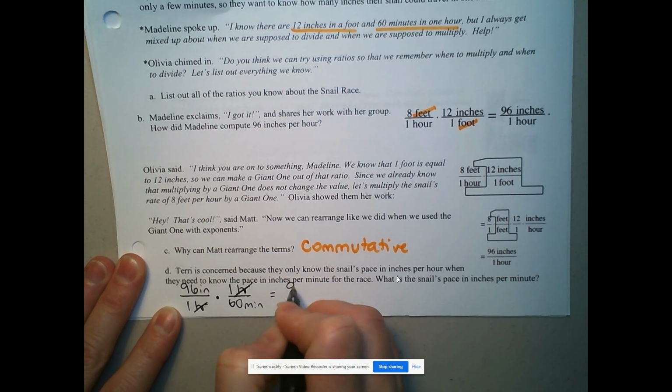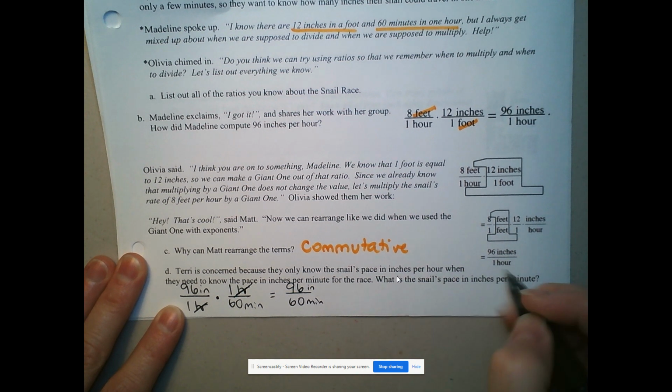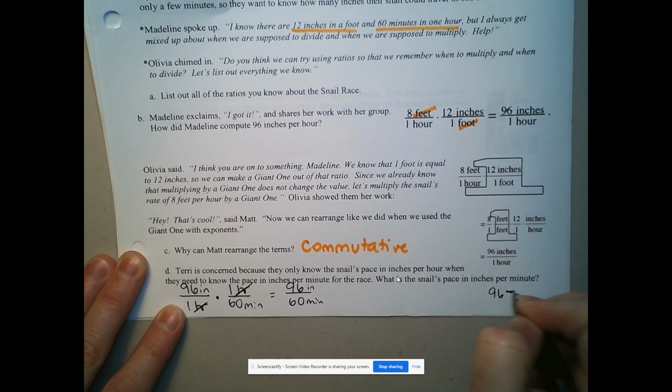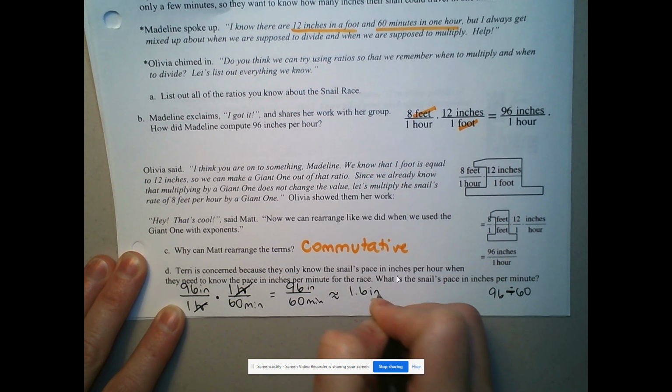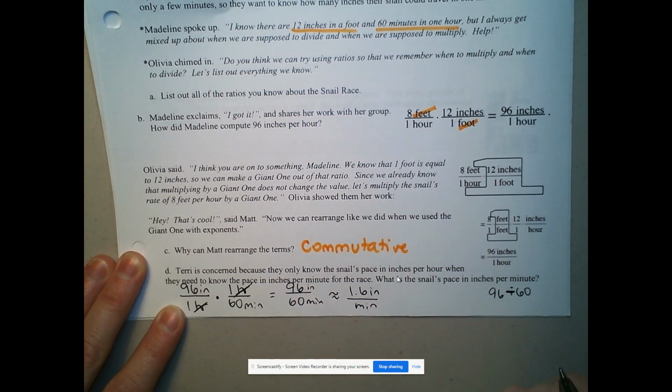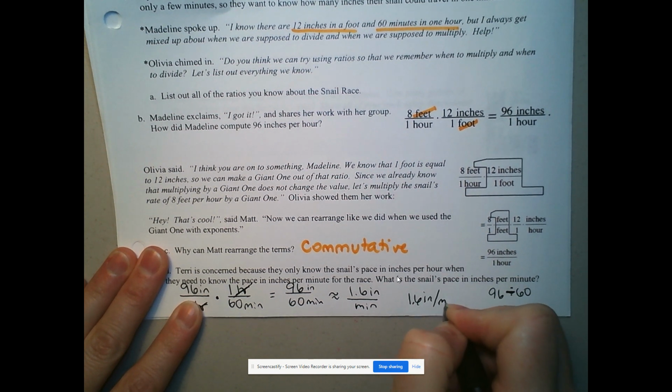And we end up with 96 over 60. And this is inches and this is minutes. And then we would actually divide the 96 by the 60. So what's happening in here is 96 divided by 60, and we get approximately 1.6 inches per minute. Or you can go over here and say 1.6 inches per minute.